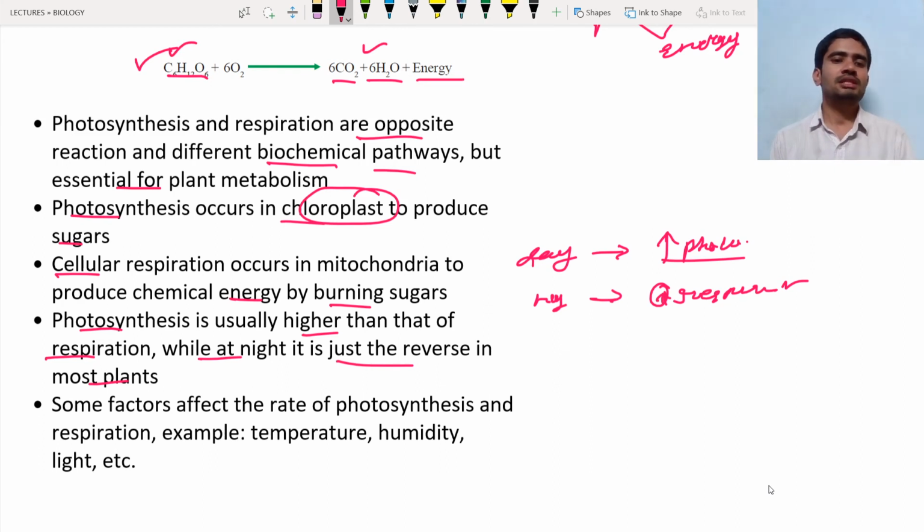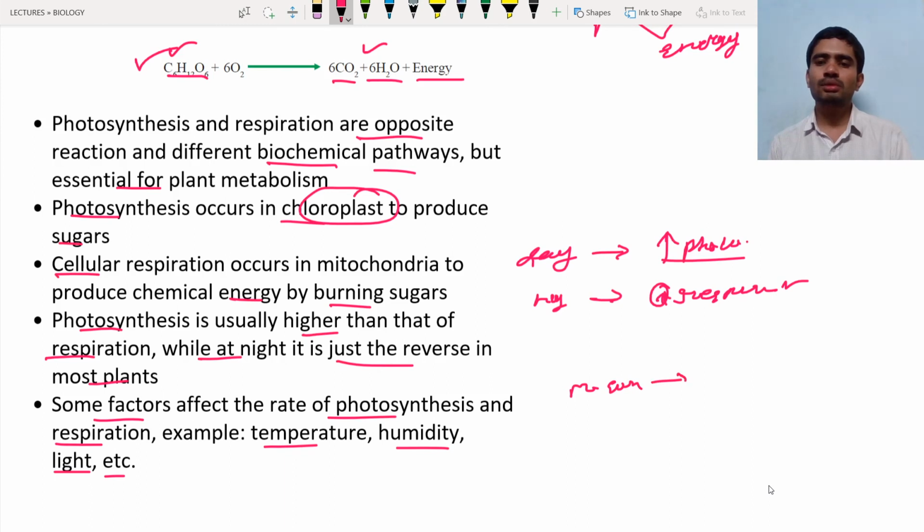Next, some factors affect the rate of photosynthesis and also the rate of respiration, for example, temperature, humidity, light, etc. For example, in the summer season, the plants will not do photosynthesis. Why? Especially in the afternoon in the summer seasons, there will be a large amount of sunlight. To protect the leaf from the sunlight, the chlorophyll molecules are going to move to the opposite side. Hence there is no photosynthesis.